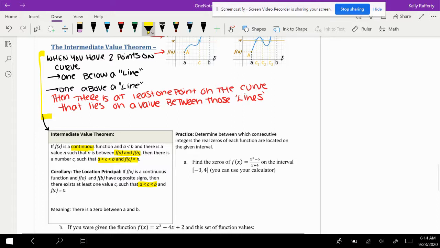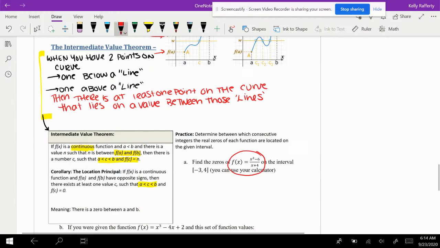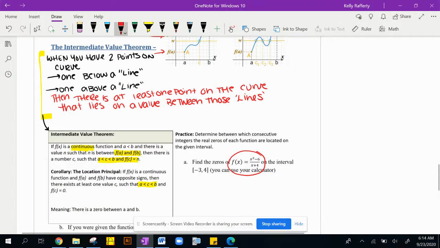So I tried to explain it with a little more friendly definition up here, so go check that out. Okay, so the first practice here is really just a practice in finding the zeros on your calculator. I'm going to put this one in my calculator, x squared minus 6 over x plus 4. So let me get back to my calculator.